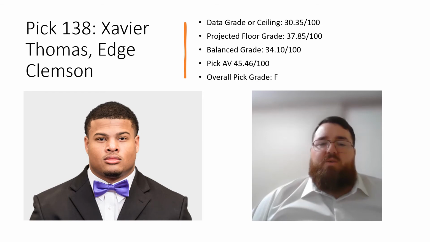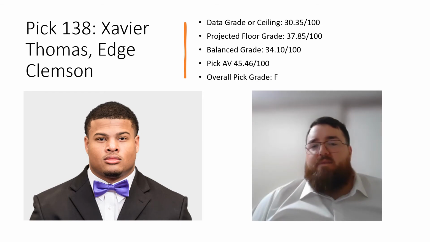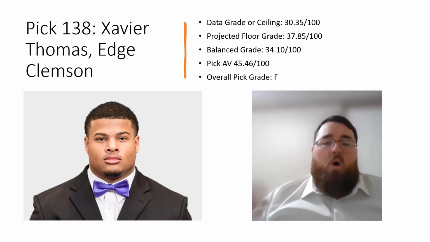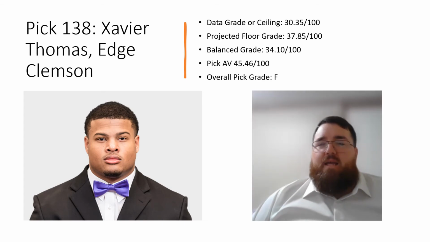Then, of course, we get to pick 138, which is Xavier Thomas, edge from Clemson. His data grade or ceiling is 30.35 out of 100. His projected floor grade is 37.85 out of 100, and his balanced grade is 34.10 out of 100 with the AV of where he was selected at 45.46 out of 100. Overall grade is an F.